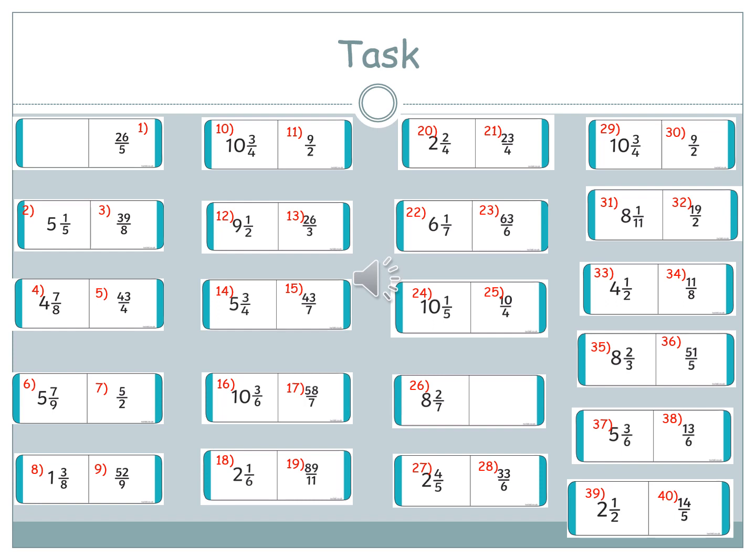So if it's an improper fraction, you need to change that into a mixed number fraction, please. Have fun!